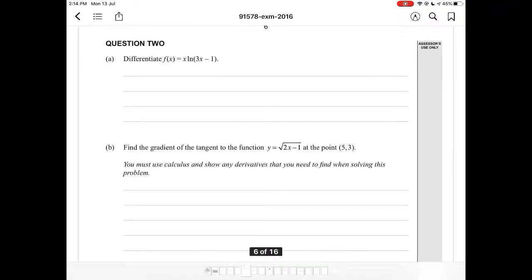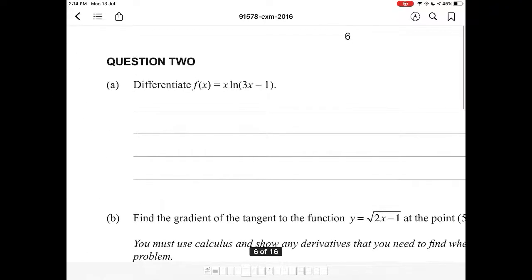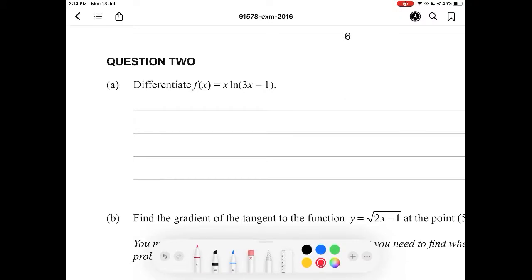Alright, so question 2, differentiate f of x equals x ln of 3x minus 1. In this case, we're going to be using the product rule because we have two functions. Function 1 is x, and function 2 is ln of 3x minus 1. So f dash of x equals, derivative of x is just 1, so ln of 3x minus 1, added on to, sorry, multiplied, so x multiplied by the derivative of ln of 3x minus 1, which is 3 over 3x minus 1.